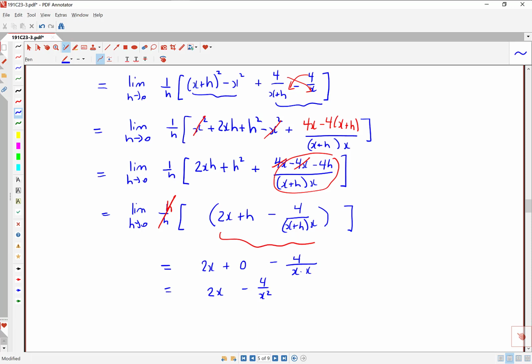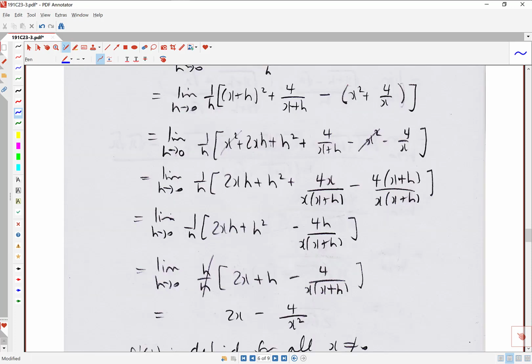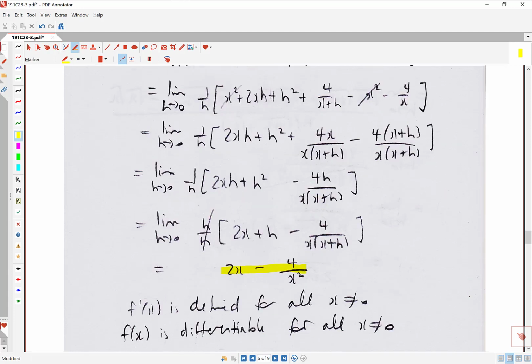So let's come back to the problem and we'll do a little bit of follow-up with that. So here's our answer right at the bottom of the screen. And if we think about what real numbers make sense to put in here, you can put any real number you like in there except x equals 0. X equals 0 is going to cause a problem in the denominator here. So we say f prime of x is defined for all x not equal to 0.